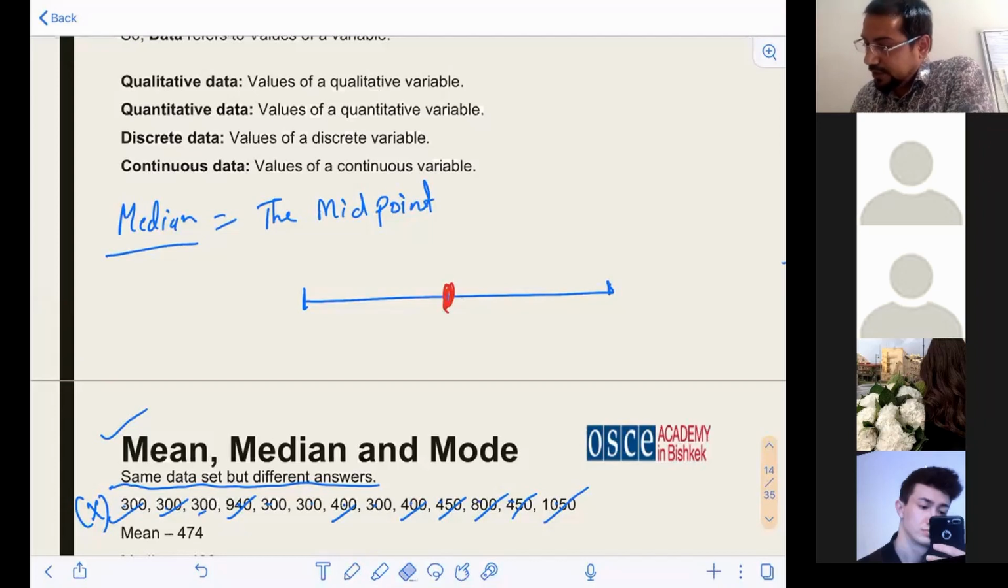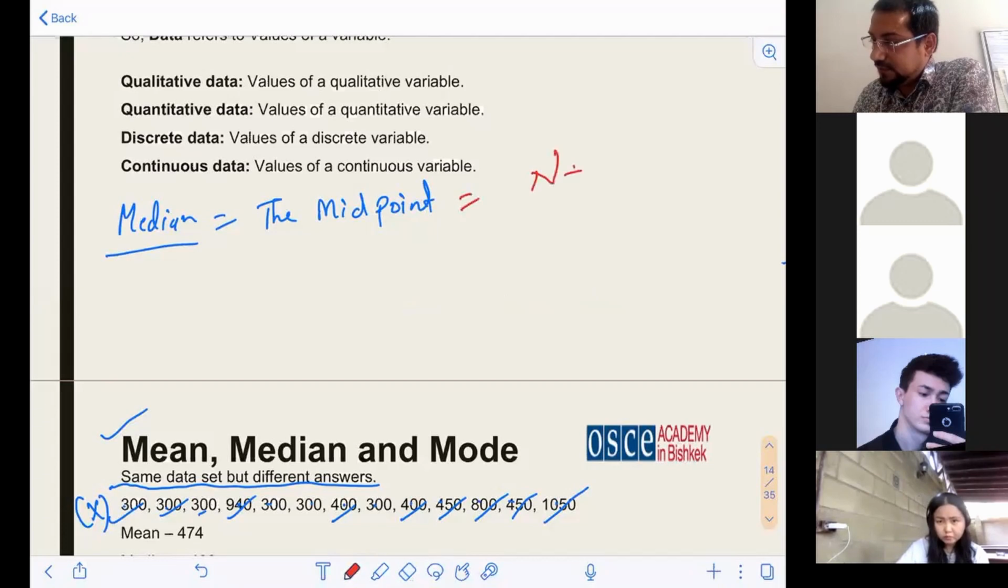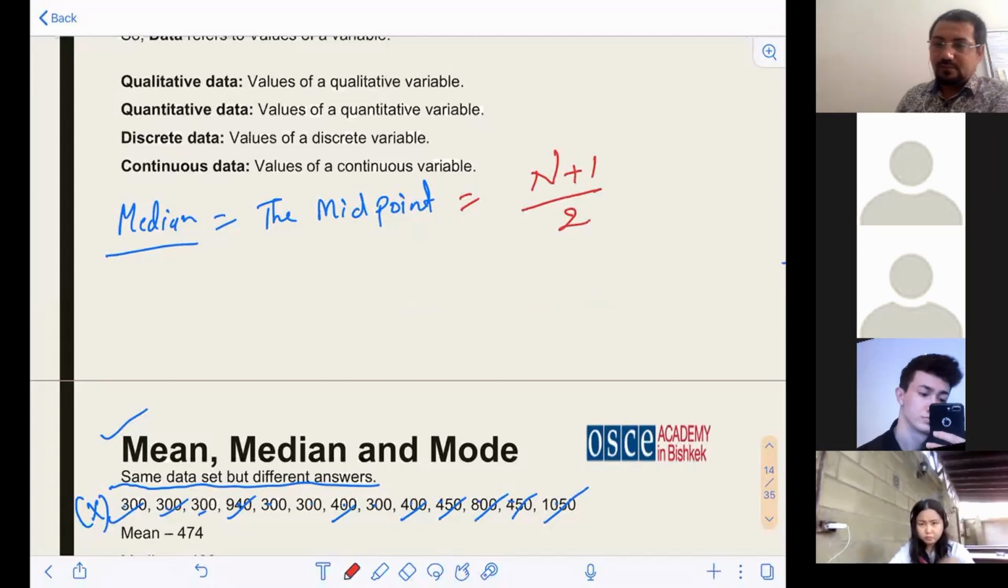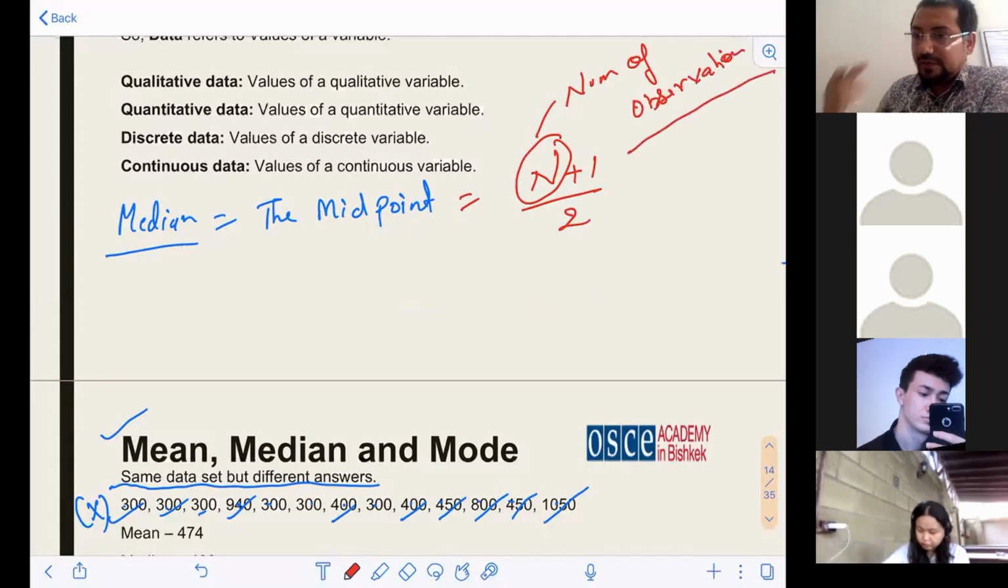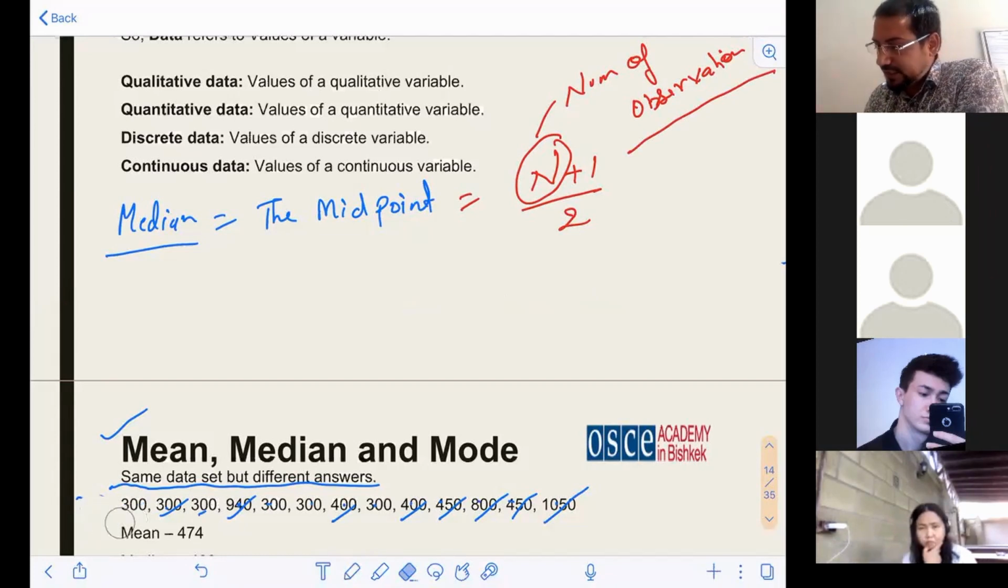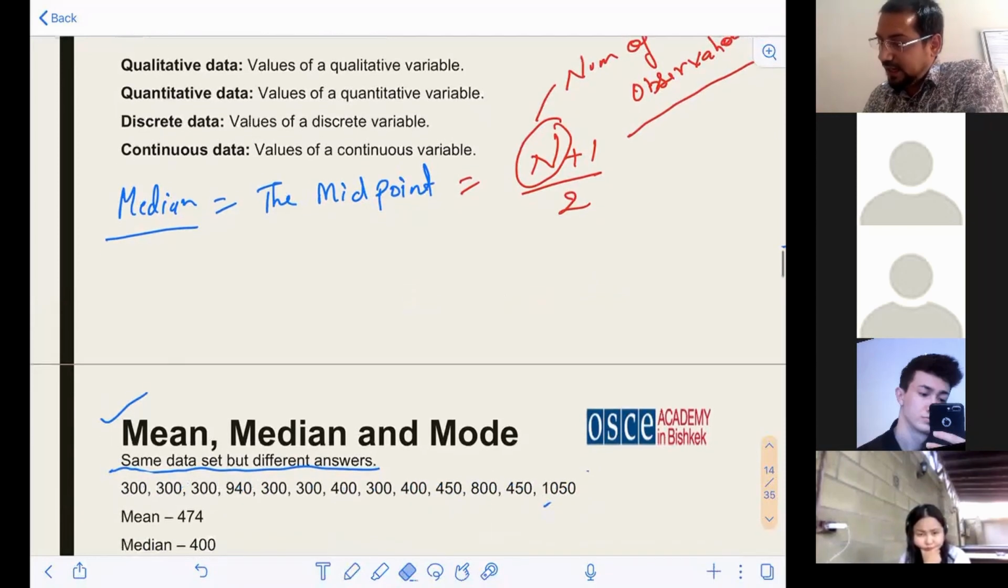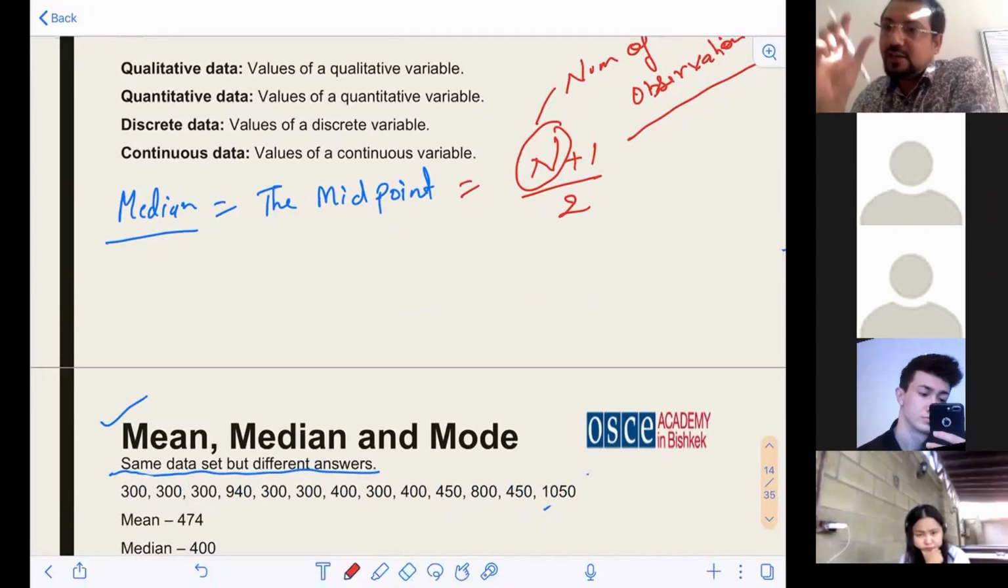So what we do in median, the formula of median is actually n plus 1 divided by 2. So what is n? N is again the number of observations. And what is this observation? Actually, this is our variable, our x. So first, what do we have to do when it comes to a median? We are going to arrange in an order.